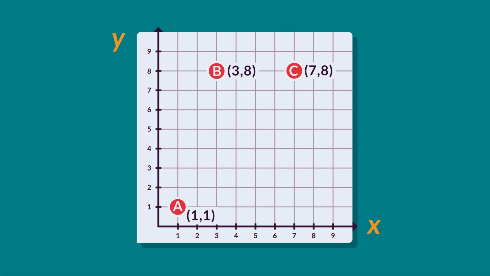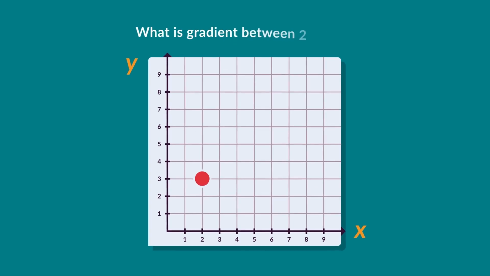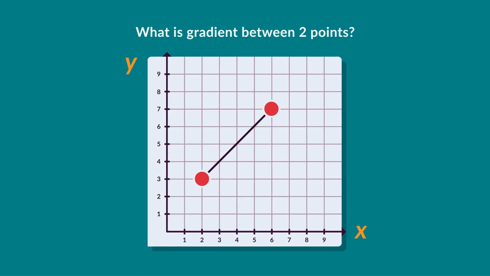In this graph, for example, the change from A to B takes only 2 units along the x-axis, which is fairly quick, whereas the change from A to C takes place over 6 units and is a slower rate of change. The gradient for AC is smaller than the gradient of AB. If we want to calculate the gradient between 2 points, we have to work out the change in y with respect to a change in x.